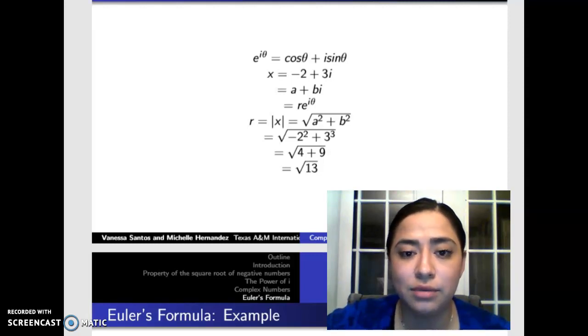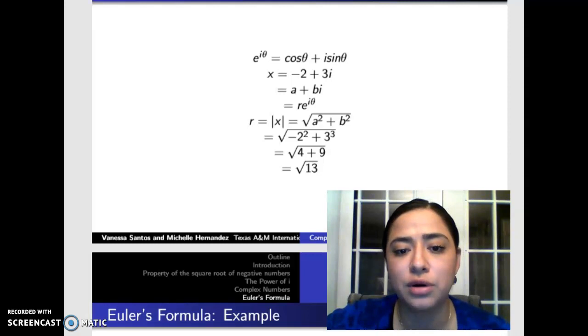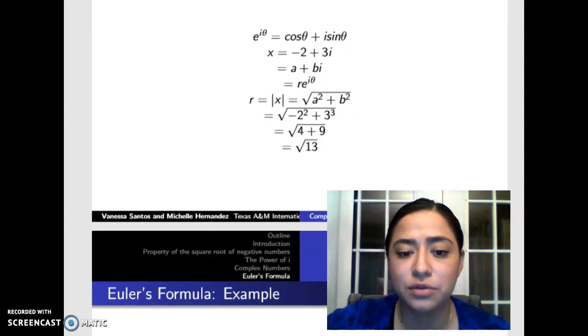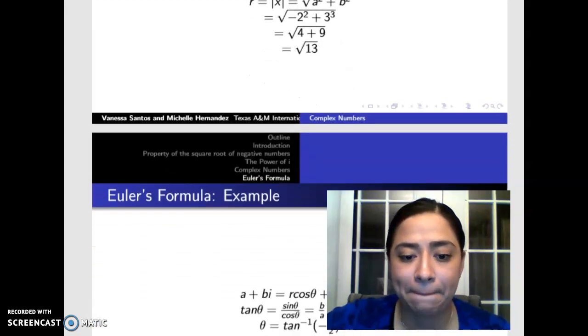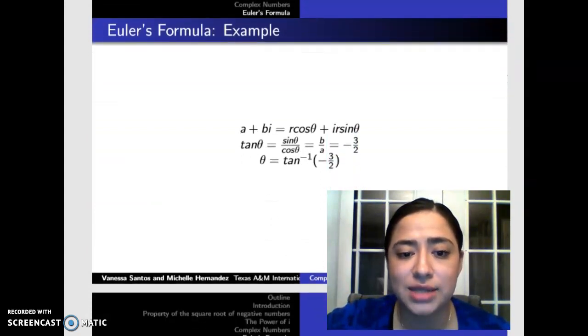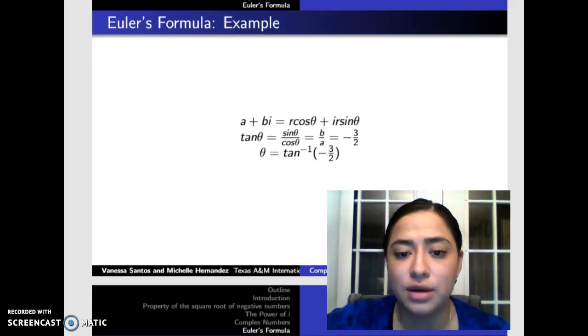So then we just plug in the a and the b, which are -2 and 3. So -2 squared plus 3 squared will give you 4 plus 9, and of course the square root of 4 plus 9 gives you the square root of 13. So remember that a plus bi is equal to r cosine theta plus i r sine theta, where tan theta is equal to sine theta over cosine theta, which equals b over a, which equals -3 over 2, so theta equals the inverse tangent of -3 over 2.